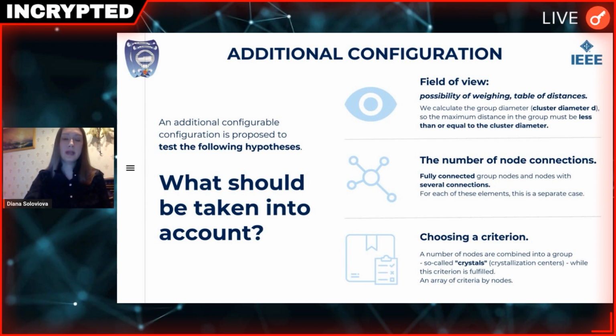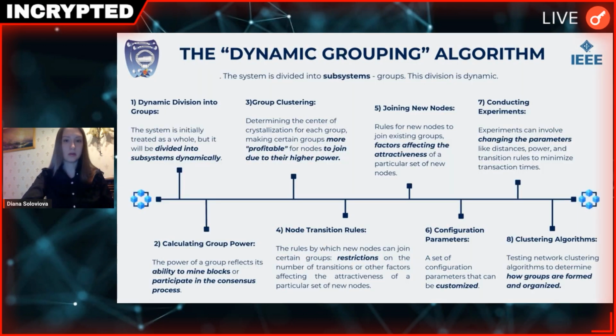We calculate the group diameter, so the maximum distance in the group must be less than or equal to the cluster diameter. Secondly, we should consider, of course, the number of node connections, fully connected group nodes, and nodes with several connections. For each one of these elements, this is a separate case, of course. Then choosing a criterion. During the modeling, it's important to choose a criterion that should characterize our subgroups. A number of nodes are combined into groups, so-called crystals, while this criterion is fulfilled.